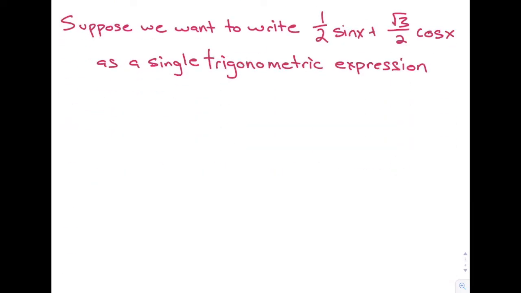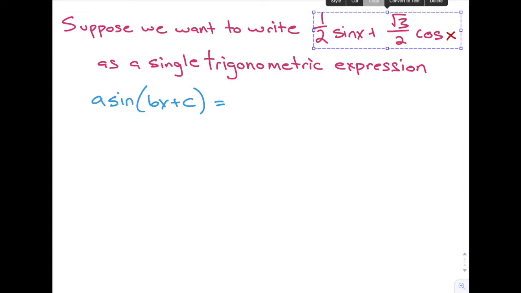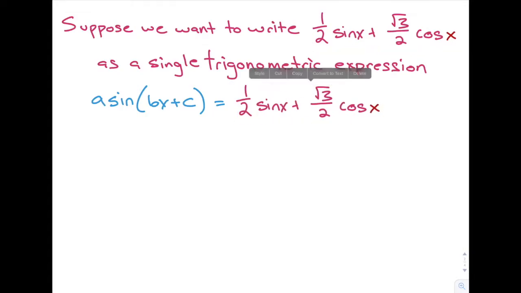So suppose that we want to write 1/2 sine x plus the square root of 3 over 2 cosine x as a single trigonometric expression. So essentially what we want to do is find some expression that looks like a sine bx plus c, and we want this to be equal to our expression 1/2 sine x plus the square root of 3 over 2 cosine x.